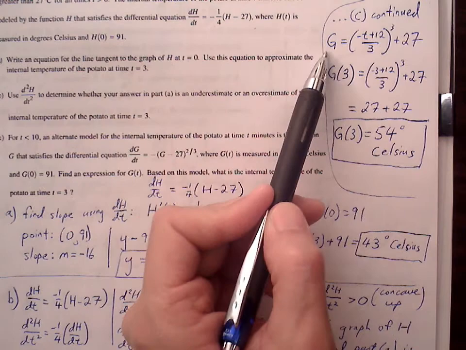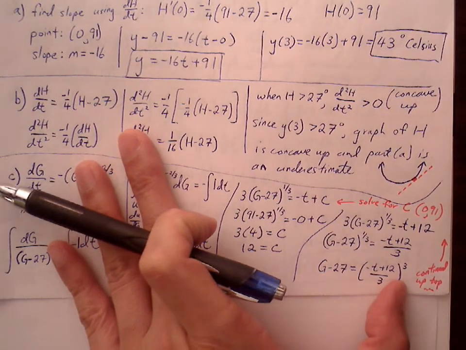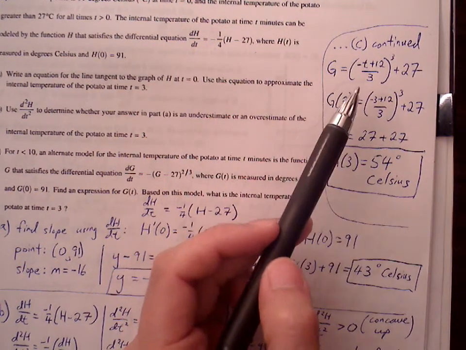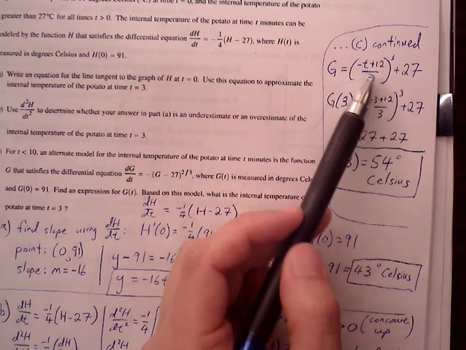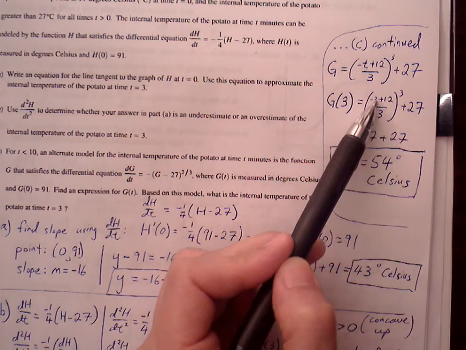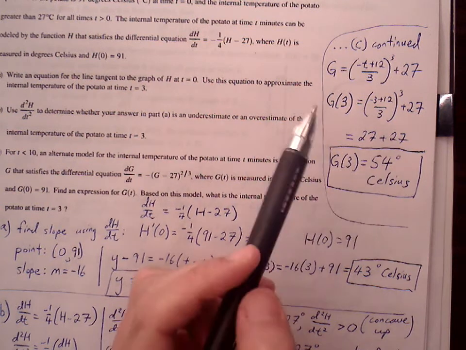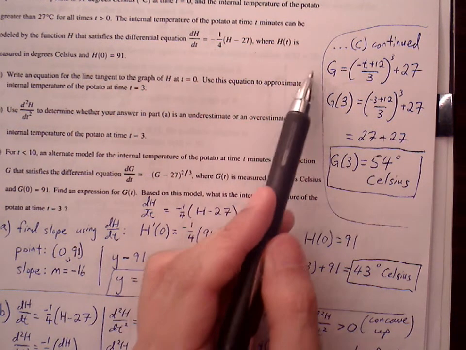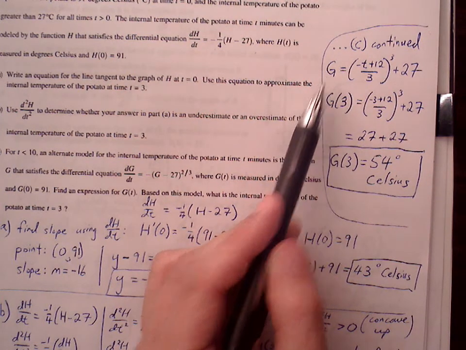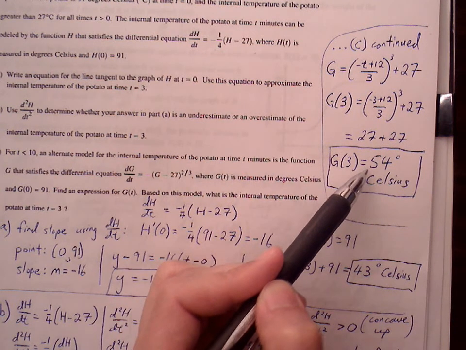So here's our g equation. I didn't have enough room below, so I brought it up to the top. I added 27 to both sides. So g of t is equal to negative t plus 12, quantity over 3, quantity cubed, plus 27. Replace t with 3 and clean this up. I get 9 over 3, which is 3. 3 cubed is 27. 27 plus 27 is 54. So using this equation that we found by taking the antiderivative of our differential equation, we can say our temperature at t equals 3 is going to be 54 degrees Celsius.